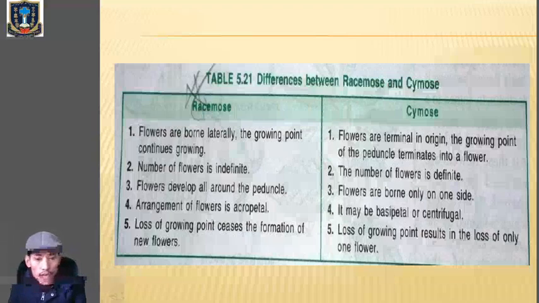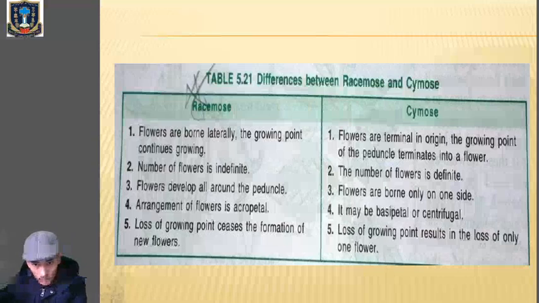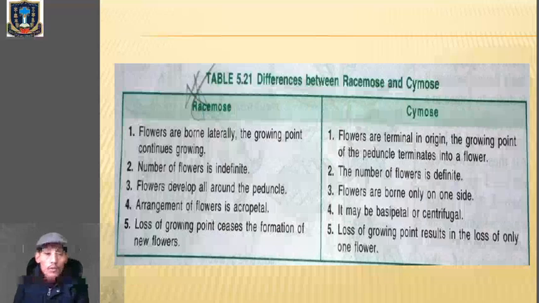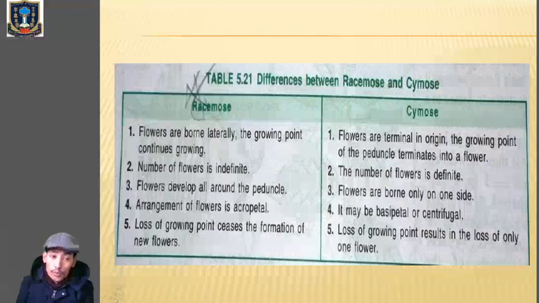The arrangement of flowers in racemose is acropetal: the lower flower will be older and the upper one will be younger. In cymose, it will be basipetal or centrifugal: the upper one will be the older and the lower one the younger, just the opposite. In racemose, loss of the growing point suggests the formation of new flowers, but in cymose, loss of the growing point results in the loss of only one flower, which will be the older flower.